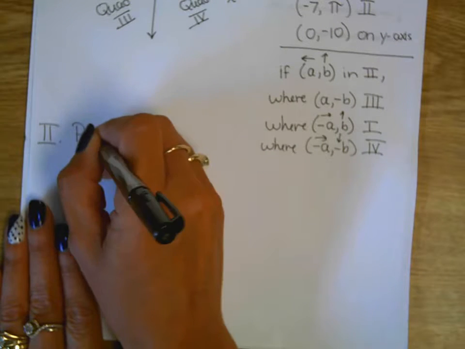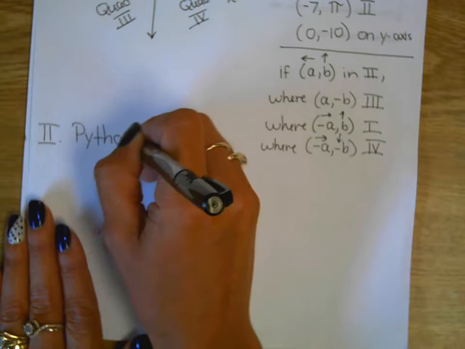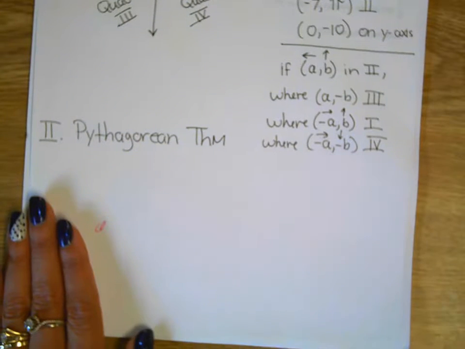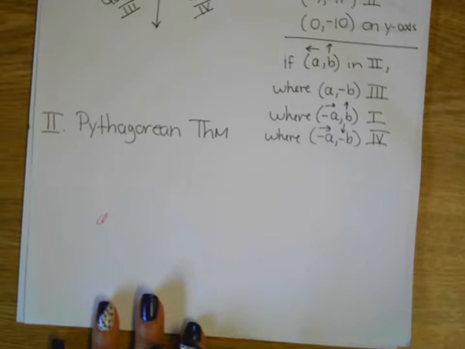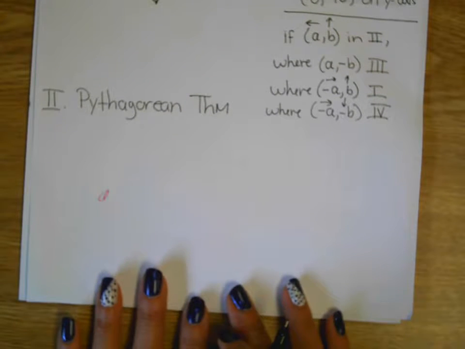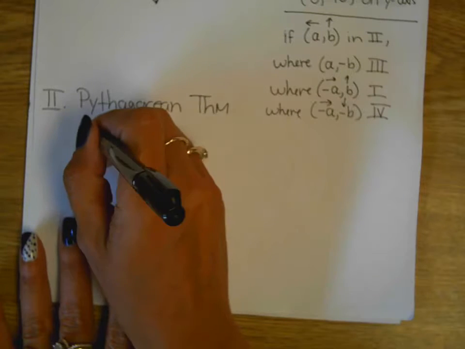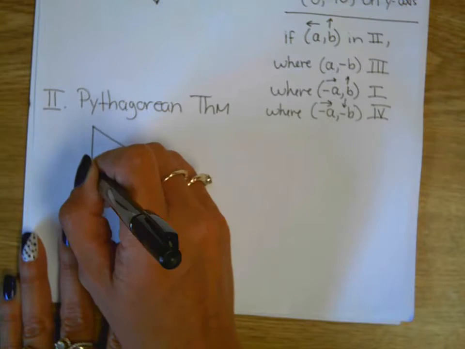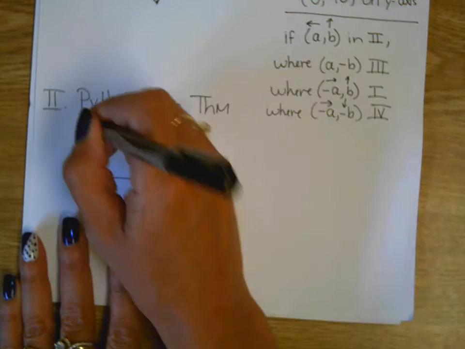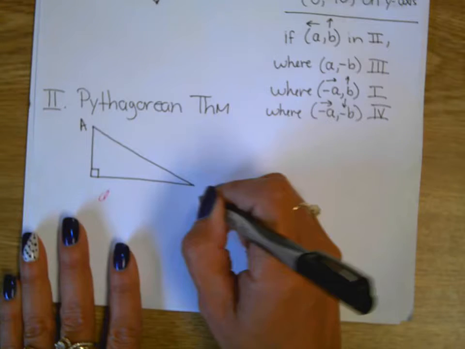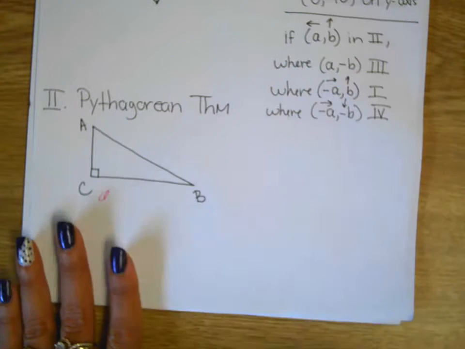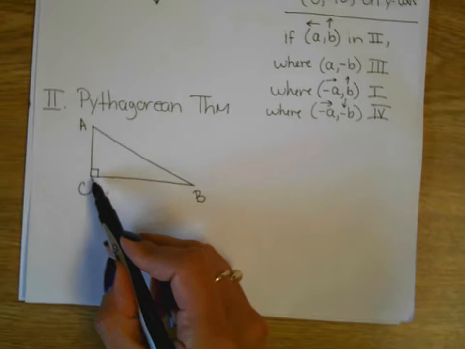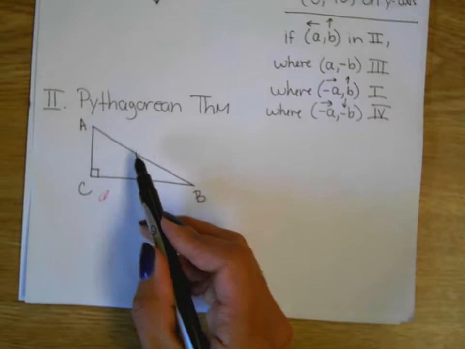Pythagorean theorem. Okay. What kind of triangles did Pythagorean theorem work for? Just right triangles. Right and only right. Let's see if you remember the parts of the right triangle. Let's go A, B, C. And what did we call the side across from the 90-degree angle? Hypotenuse.